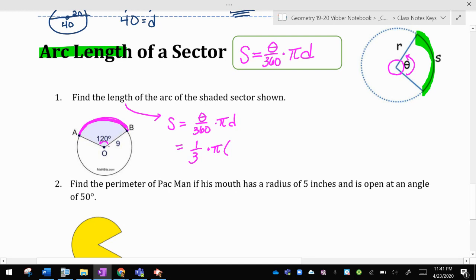So if 9 is my radius, 18 is my diameter. 1/3 of 18 is 6. So the arc length is 6 pi. This distance right here is 6 pi.